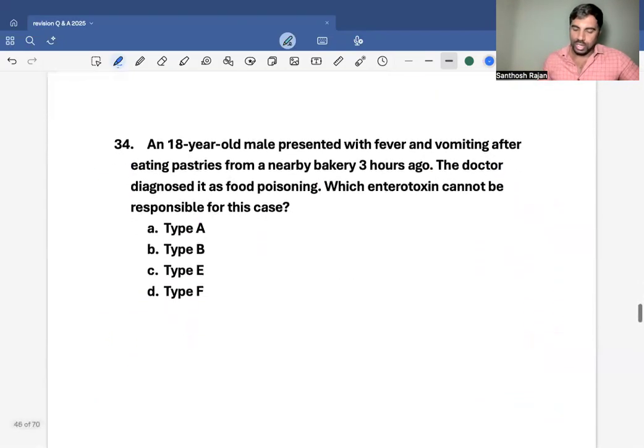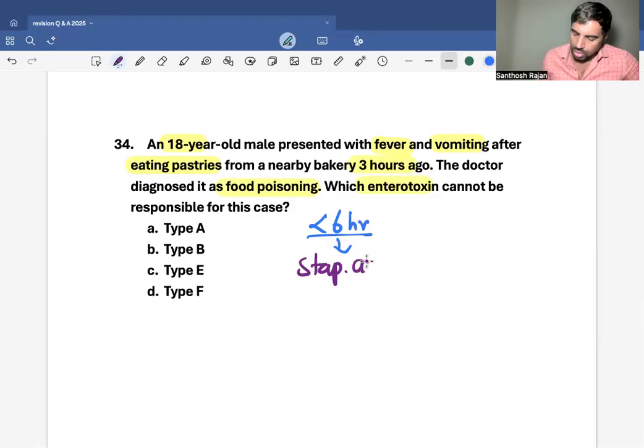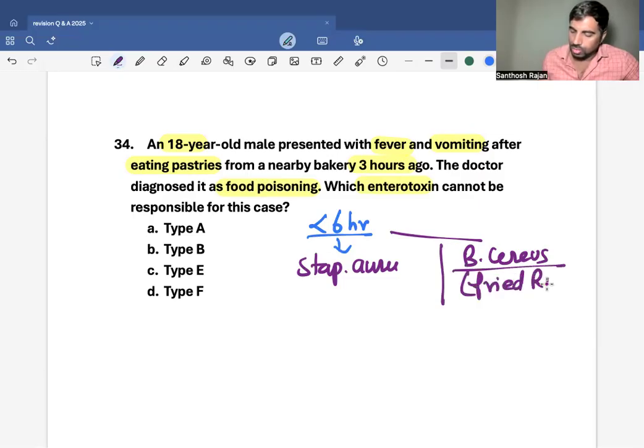Done, we are done with this classification. Next one: an 18-year-old presents with fever and vomiting after eating pastries from a nearby bakery 3 hours ago. This question is repeated: food poisoning. Which enterotoxin is responsible? Whenever you hear food poisoning in less than 6 hours, you think of only two things: Staphylococcus aureus and Bacillus cereus. For Bacillus cereus, the word should be fried rice, recooked, reheated Chinese fried rice. Staph aureus means anything with milk products: pastry, milk, cake, cream, poultry.